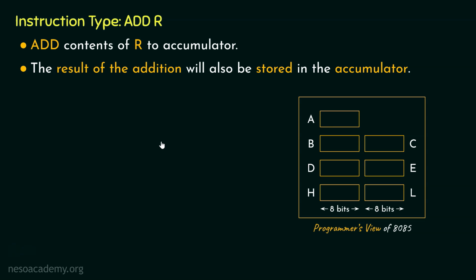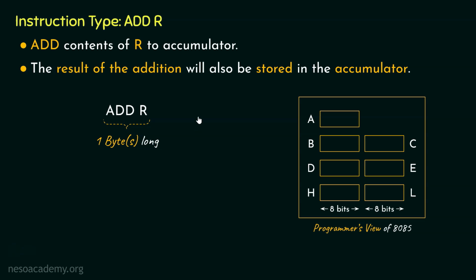When we are performing addition, one of the operands must stay inside the accumulator register and another operand can stay anywhere, which will be specified by this R. Now consider the instruction type ADD R. Now what do you think? In which particular category size-wise will this instruction fall into? Well, it is an instruction type which falls under the category of 1 byte long instructions.